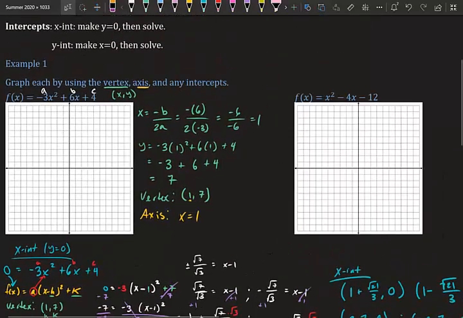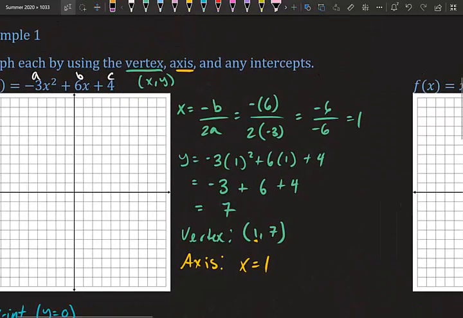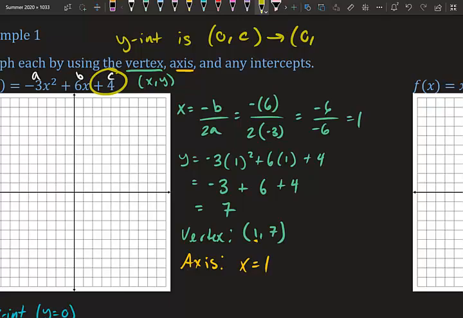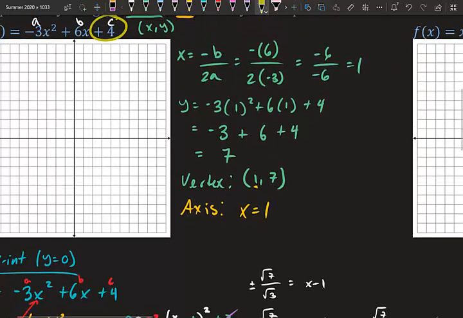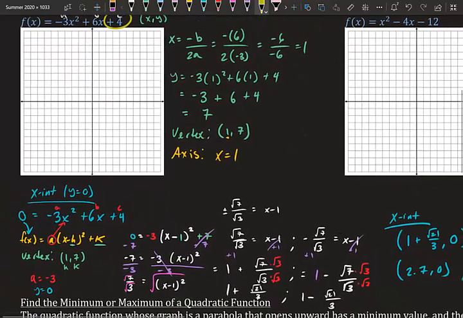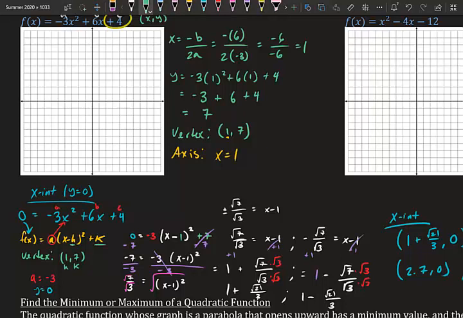Now, to find the y-intercept, yeah, that was just the x-intercept. The y-intercept is c. It's always 0, c. So the y-intercept is 0, 4. That's the trick, I know. It's so nice. All right, so let's plot our vertex at 1, 7.